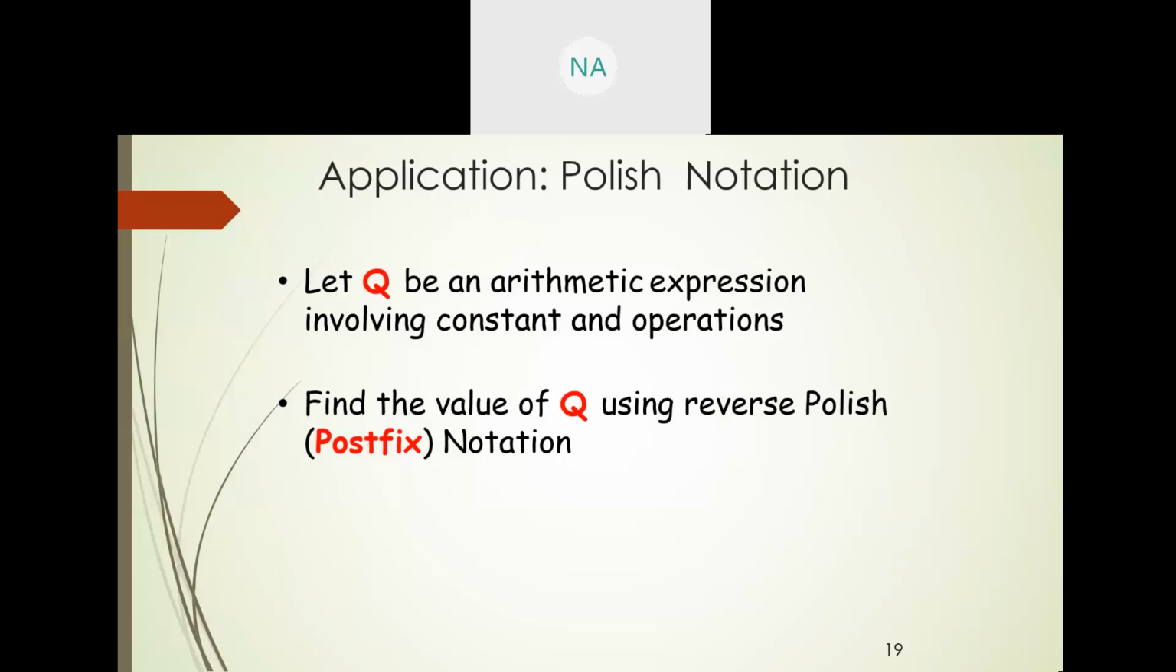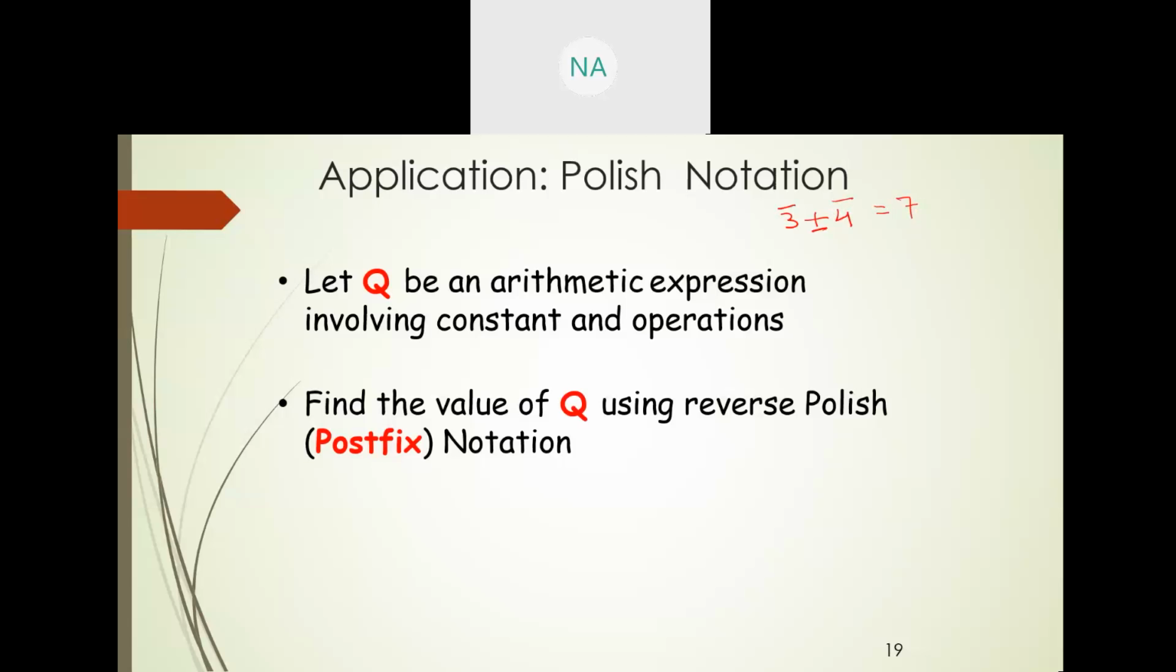Okay, so you know that an arithmetic expression like 3 plus 4 involves some operator. In this expression, plus is an operator and it has two operands, 3 and 4. The result of this expression is 7. 3 plus 4 equals 7.